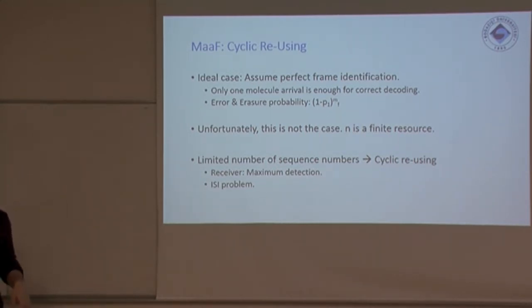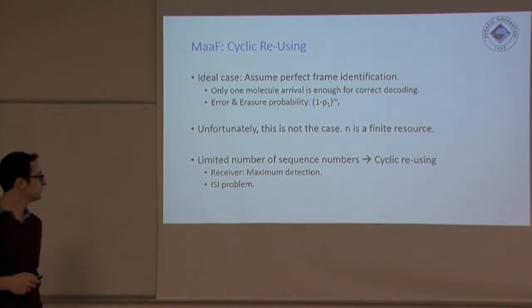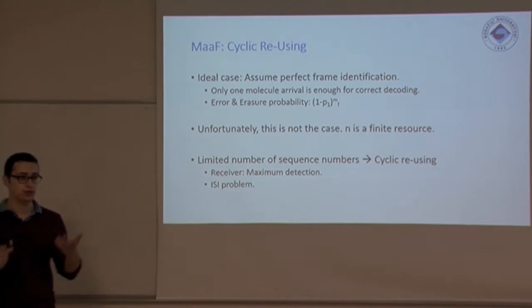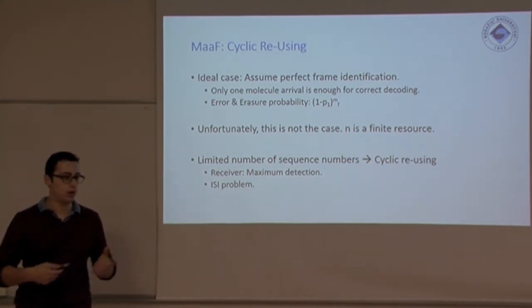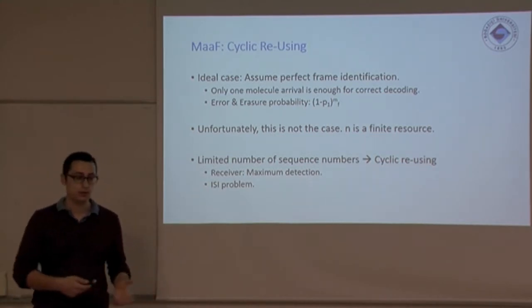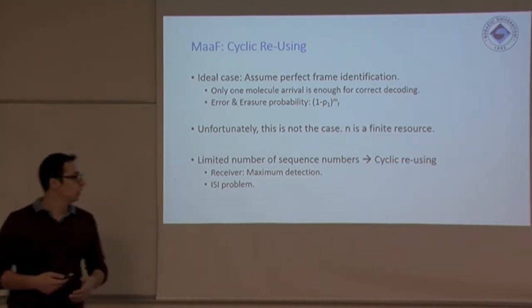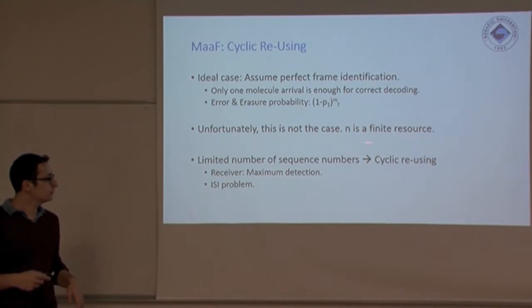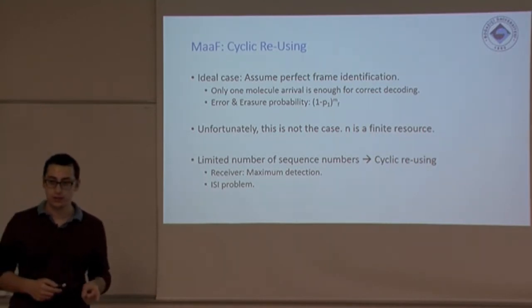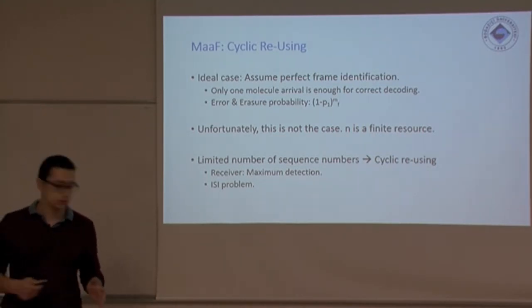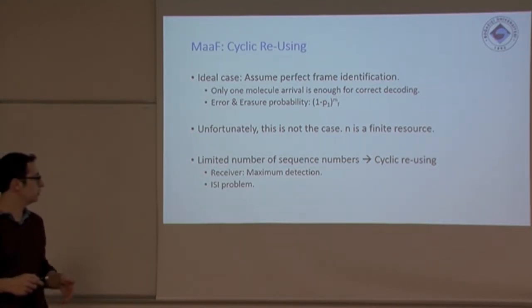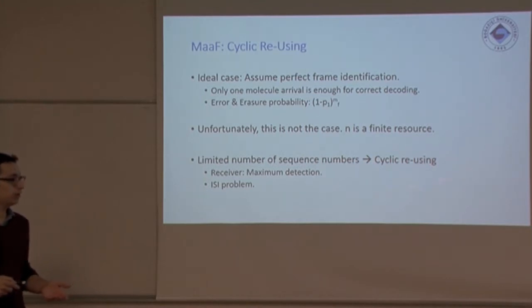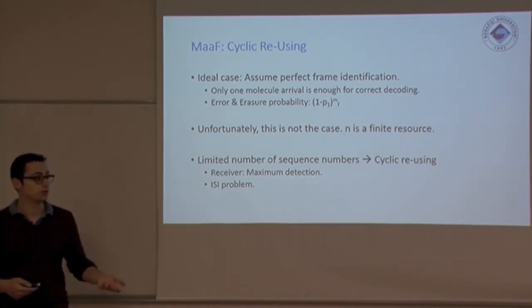Unfortunately, of course, this is not the case in many cases in engineering. And n is a finite resource. As engineers, we need to use our finite resource to optimize for our purpose, whatever that purpose is. We'll talk about it later on. And since we have a limited number of sequence numbers, we need to cyclically reuse these numbers, right?